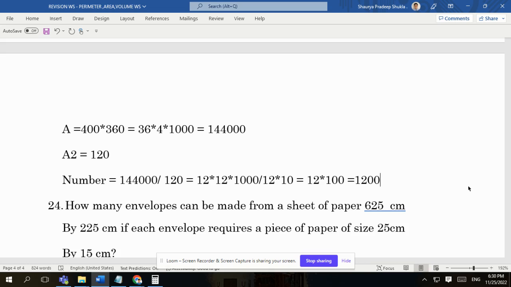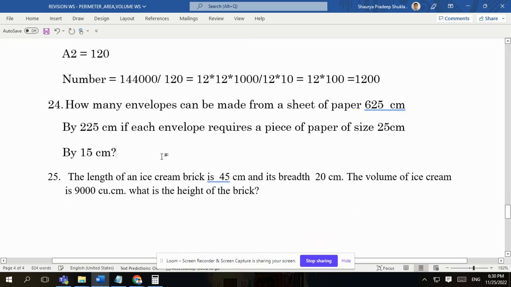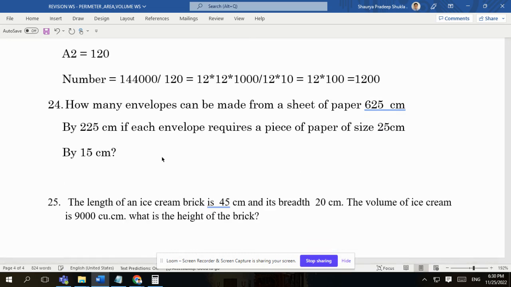See, this is the way you have to do the problem: simplify, try to find some way. Okay. No problem.